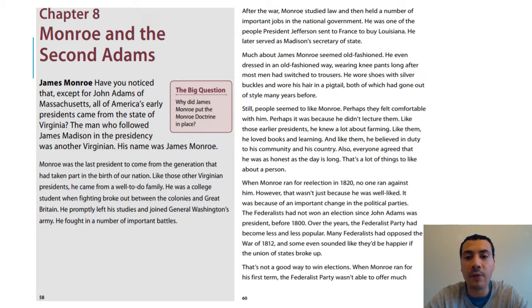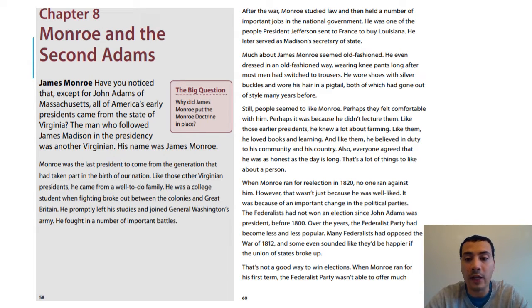Perhaps they felt comfortable with him. Perhaps it was because he didn't lecture them. Like those earlier presidents, he knew a lot about farming. Like them, he loved books and learning. And like them, he believed in duty to his community and his country. Also, everyone agreed that he was as honest as a day is long. That's a lot of things to like about a person.